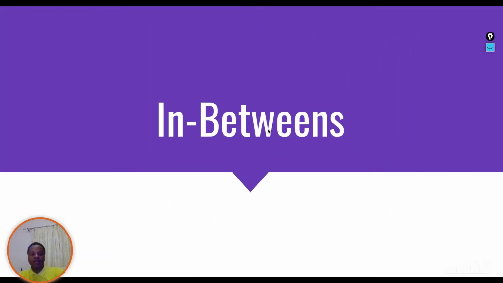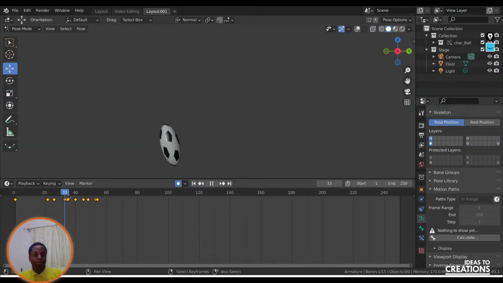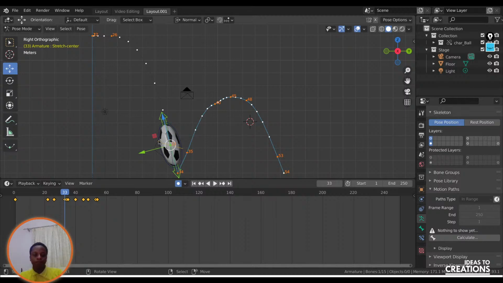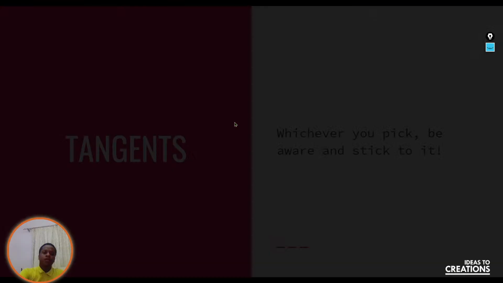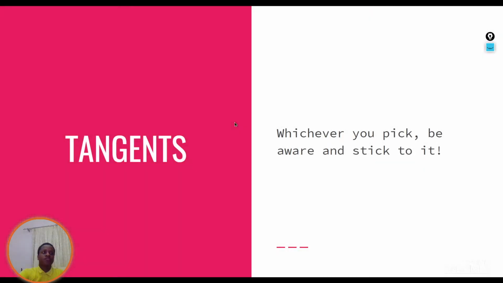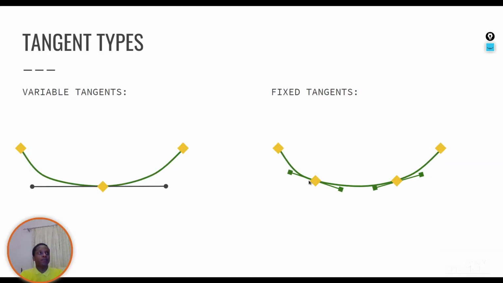Another thing was, let me show you this. We talked about stretch. In-betweens, yeah. So that's where I was meant to do the in-betweens. But tangents, whichever you pick, be aware and stick to it if you're using auto tangents or variable tangents. By variable, I mean these ones where you can move the anchors versus these ones where the comp sets the anchors for you. I prefer this one mainly because it's easier to retime.